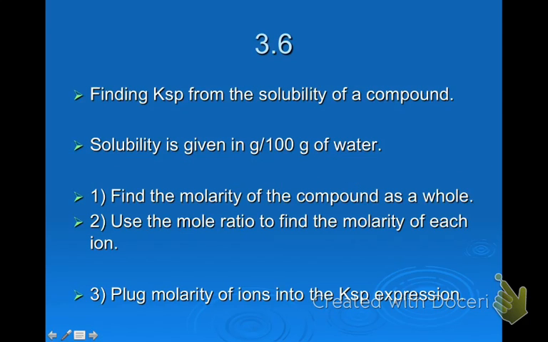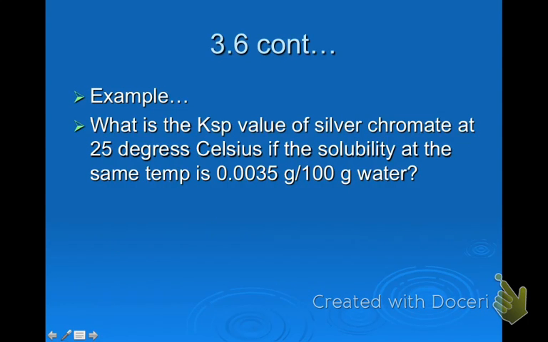So if I know that what we're dealing with is silver chromate, and remember, this 25 degrees Celsius is just extra information. So we know that it's going to be specific to this temperature, but it may be different at a different temperature. It has no bearing on our actual calculation right now. So let's start with silver chromate. Got to write that correctly first.